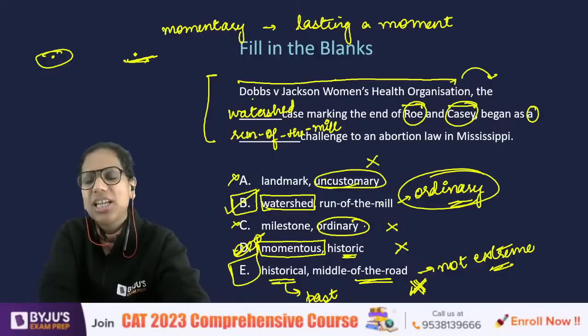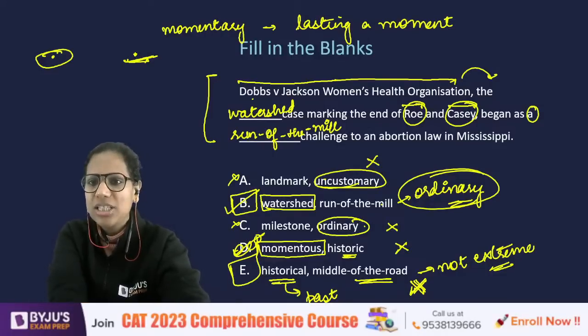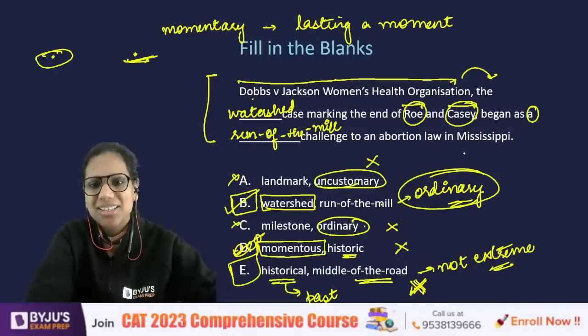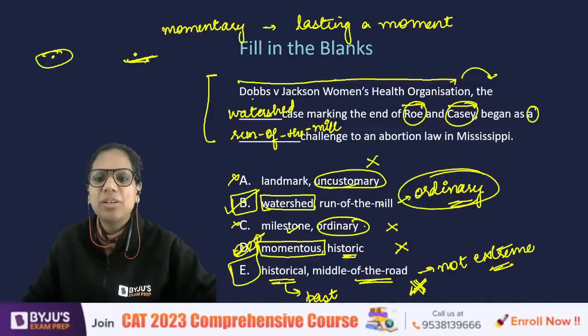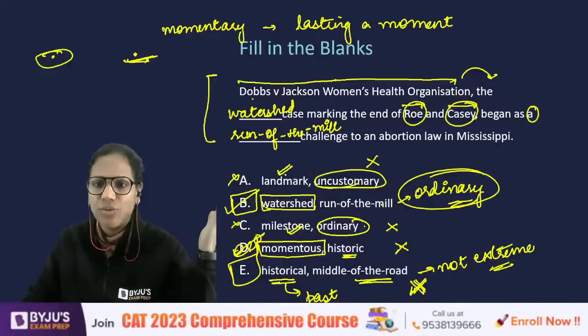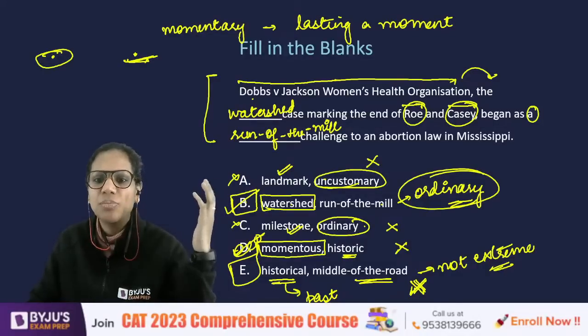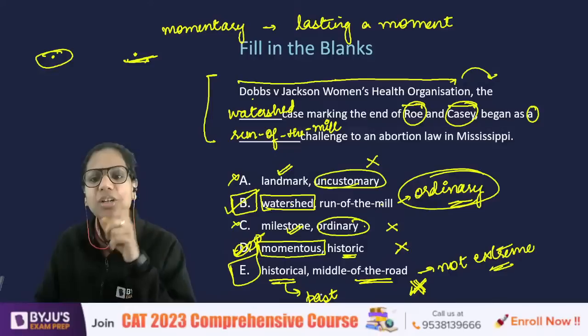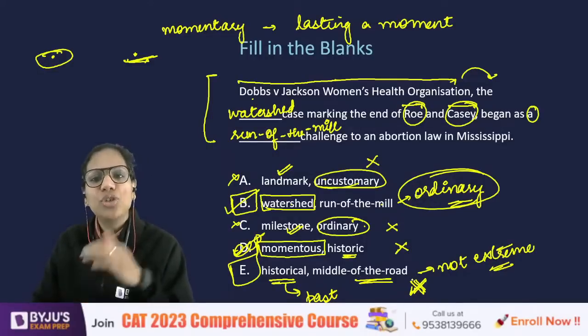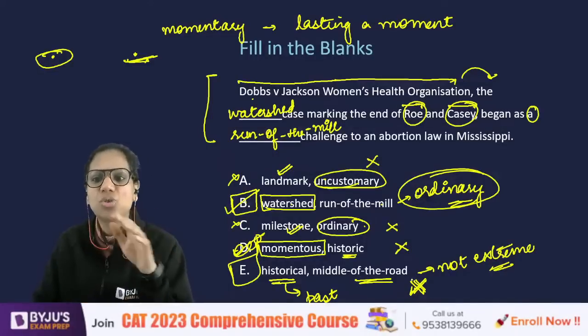So B is the answer. Good that you've understood this. If you have any query in this or in the previous question, please ask. Milestone again means something that's a significant event. Landmark, again something that's significant. So all of these are similar words: landmark, watershed, milestone, momentous. Historic versus historical: historic is significant whereas historical is past. Run of the mill is ordinary. Middle of the road is something that's very mild, something that's not very extreme.